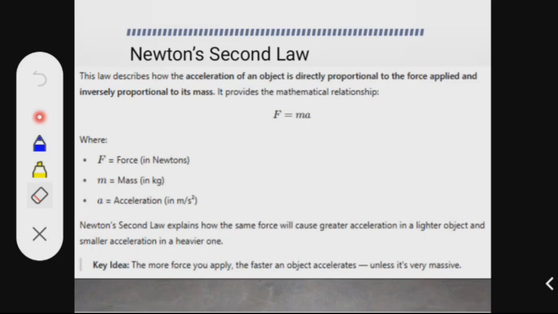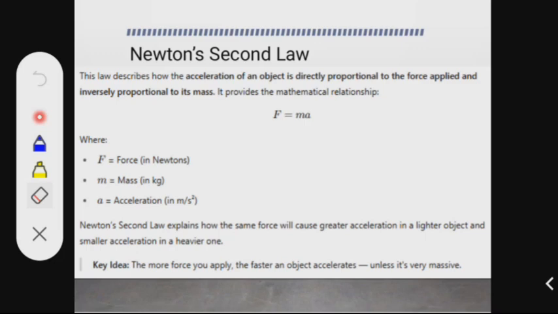So the key idea is that the more force you apply, the faster an object accelerates, unless the object is very massive. Objects would accelerate higher, but this acceleration can be affected by the mass. The higher the mass, the lower the acceleration. That's just what this is saying, and it can be seen in the first law.